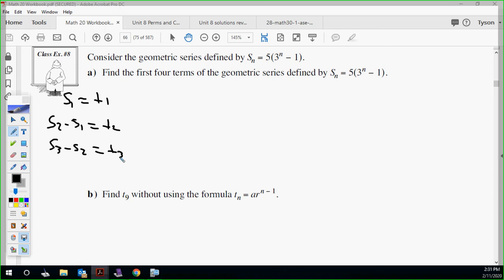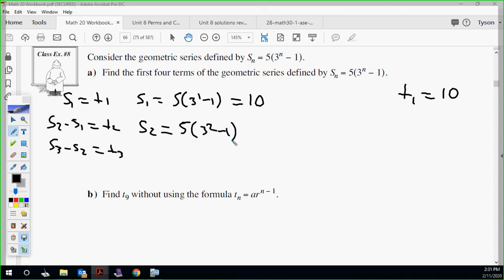If we do that, we can plug this in. This is the formula for the series, so we simply have to plug in a 1. S1 is 5 times 3 to the 1 minus 1. 3 to the 1 is 3, minus 1 is 2, 5 times 2 is 10. So term 1 is 10. Now find what S2 is. S2 is 5 times 3 squared minus 1. 3 squared is 9, minus 1 is 8, times 5 is 40. 40 minus 10 is 30, because S2 minus S1.